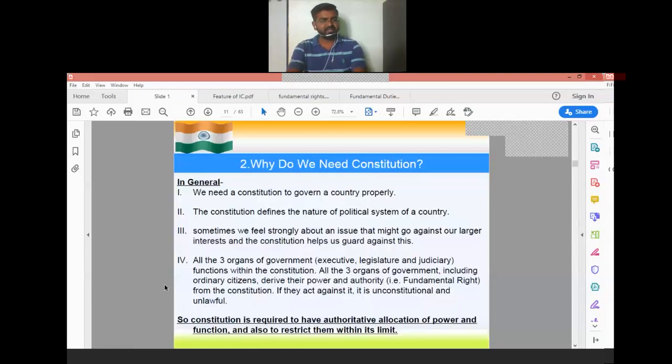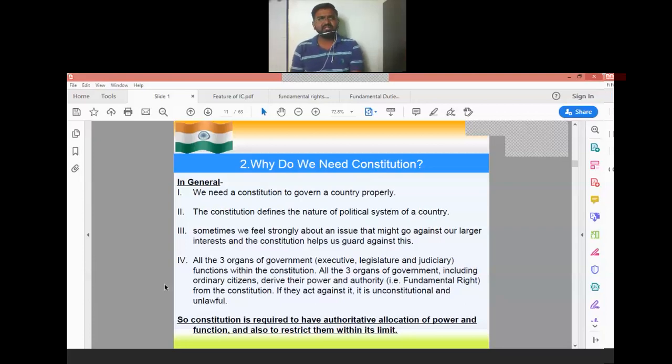Now why we need that, I already explained. We need a constitution to govern a country properly. The constitution defines the nature of the political system, meaning how the political parties work for the nation. Sometimes we feel strongly about an issue that might go against our larger interest, and the constitution helps to guard against it. It means it's a safeguard.